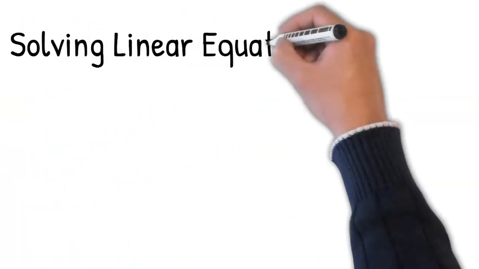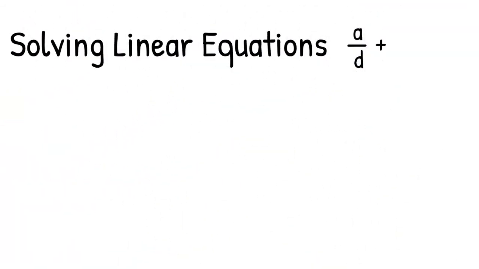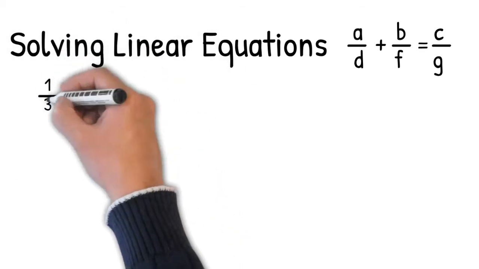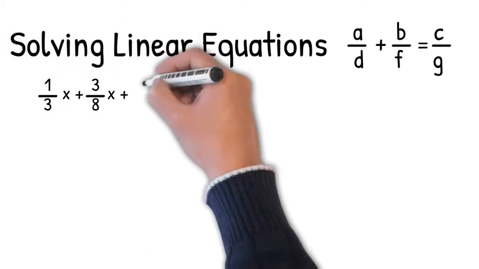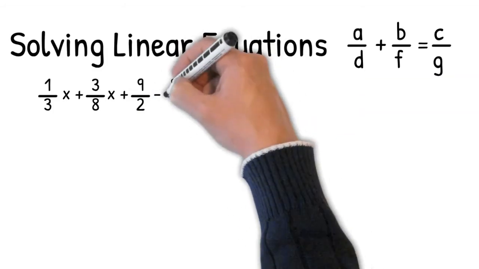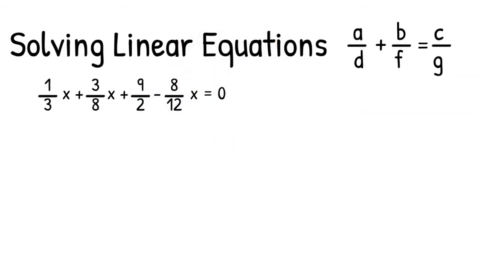Let us solve one more linear equation that has fractions in it. However, this time we're going to move a little quicker. Remember, you can always pause, rewind, and replay if you need to. Our equation this time will be 1/3 x plus 3/8 x plus 9/2 minus 8/12 x is equal to 0.